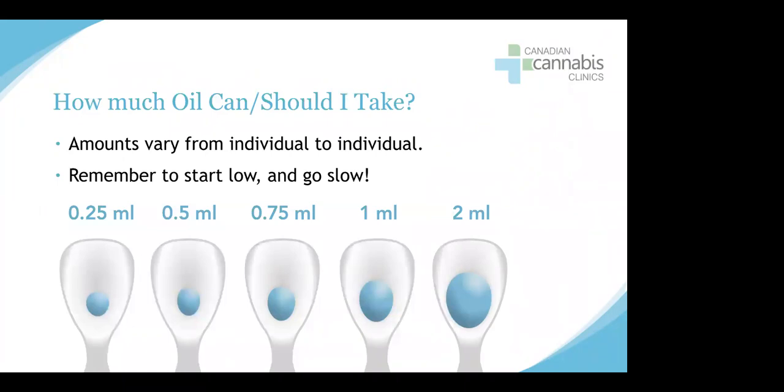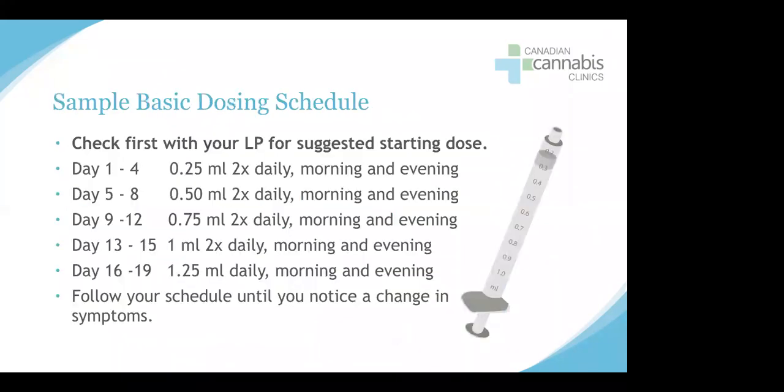This, again, is where your period of investigation and journaling is crucial to find the right therapeutic dosage and the product. You'll see on the screen as well, we had a sample of the most common dosing schedule on average. However, again, it is strongly suggested that patients first check directly with their LP care team. So you'll see on the slide there, day 1 to 4, again, you can start as low as 0.10 milliliters or 0.25, often the average, 2 times daily, morning and evening.